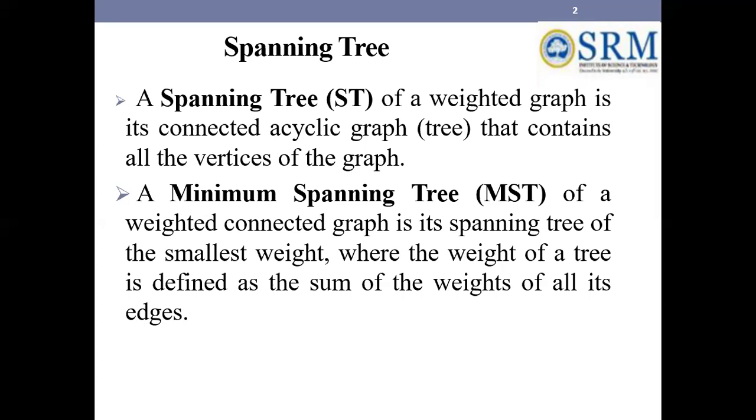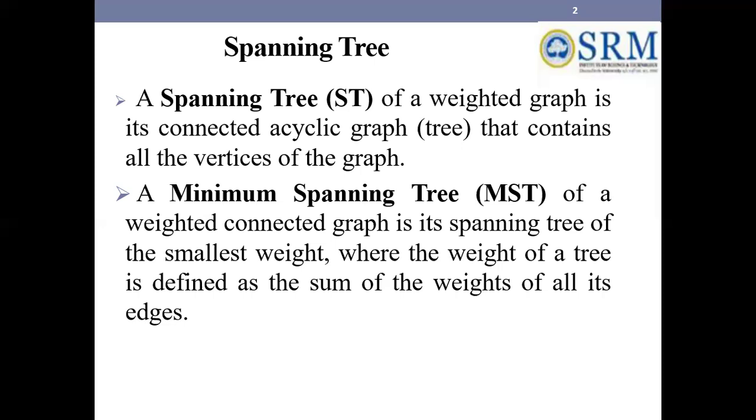A minimum spanning tree of a weighted connected graph is a spanning tree with the smallest weight, where the weight of a tree is defined as the sum of weights of all its edges. So among all the spanning trees, we have to find the spanning tree with the minimum weight. Minimum weight is calculated as the sum of weights of all the edges in the spanning tree. The spanning tree that has the minimum weight is called the minimum spanning tree.